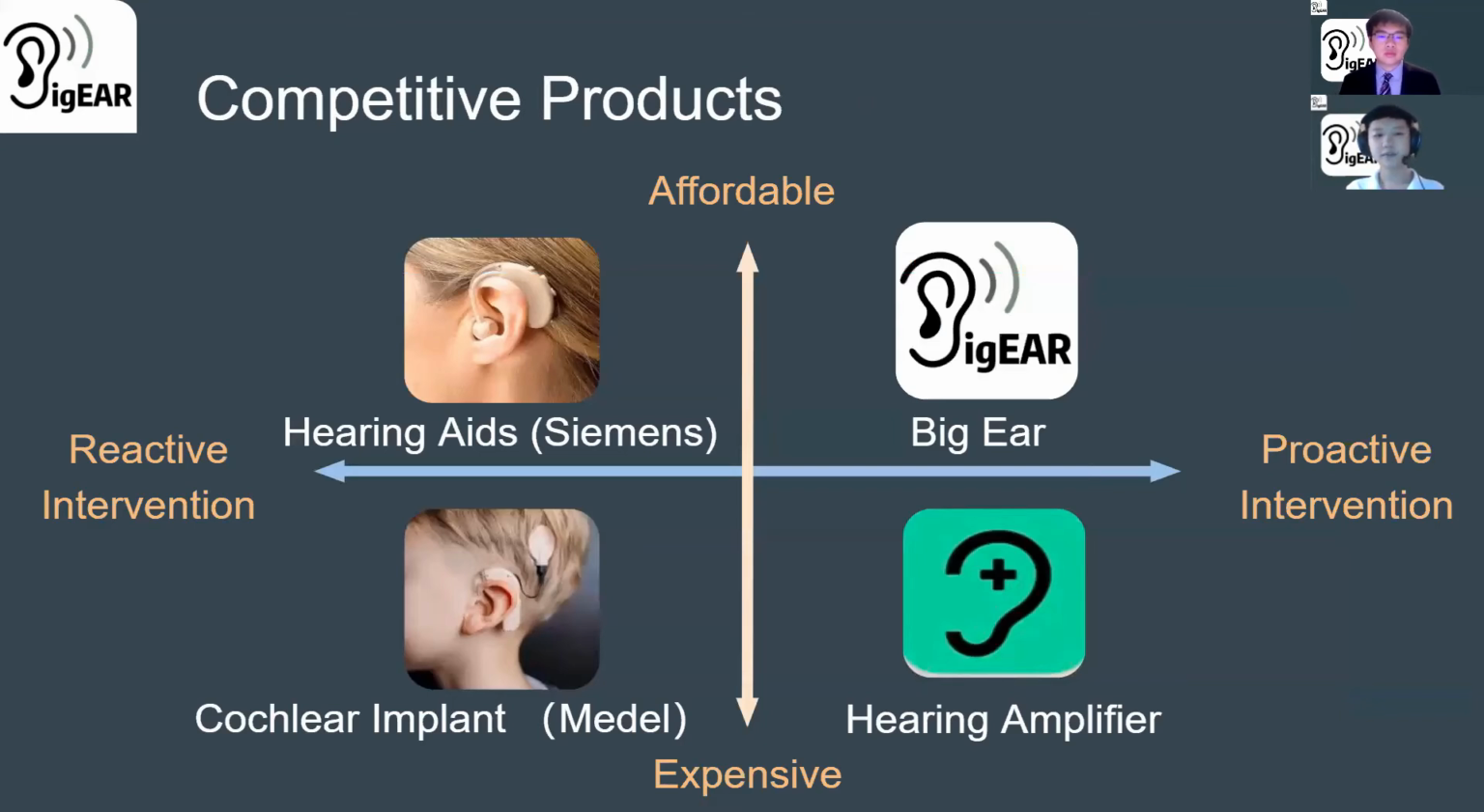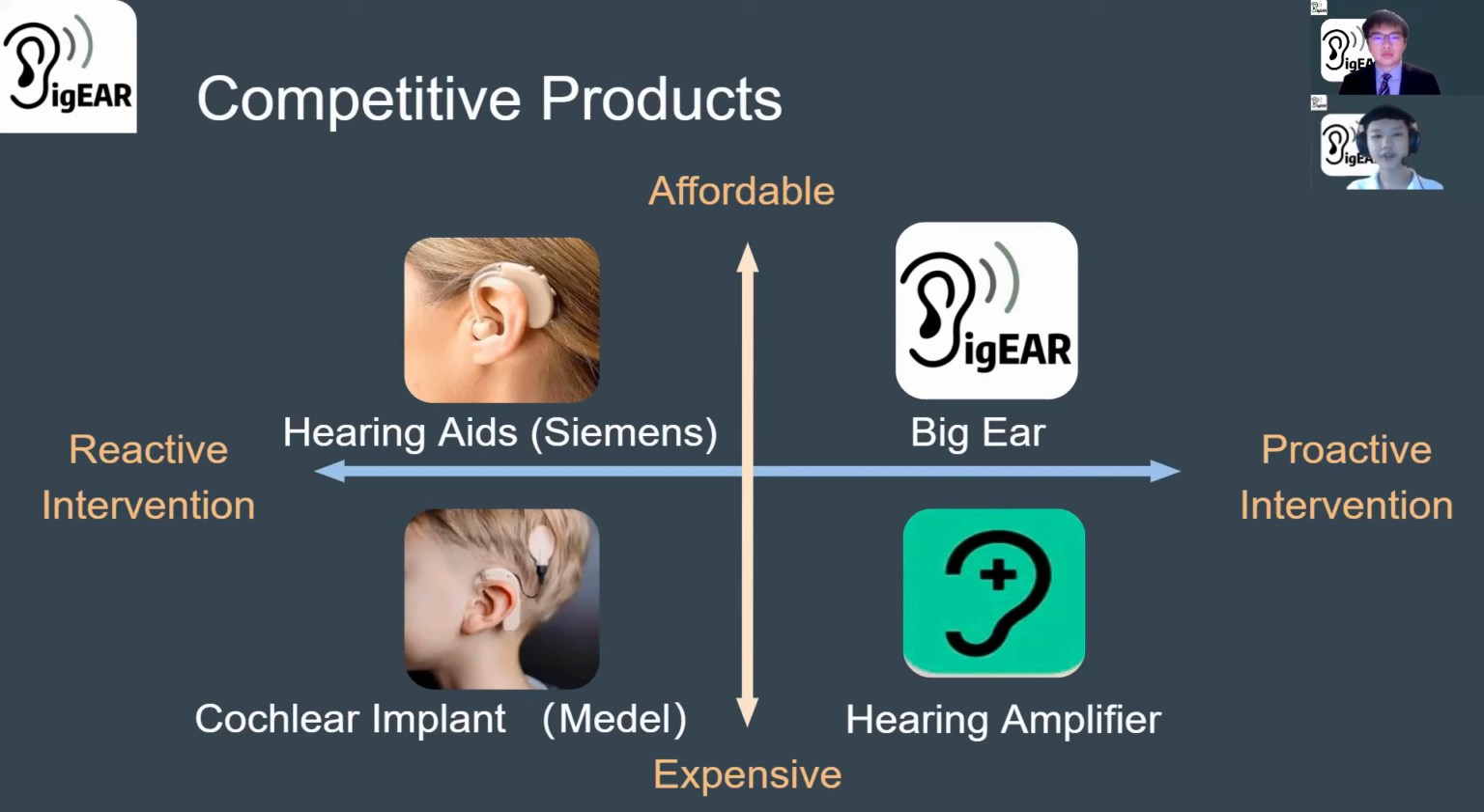Here is a graph of some of our competitors' products and services and our services. So first, for hearing aids. Not everyone with hearing loss can afford hearing aids. And there are even more expensive products like cochlear implants that may cost $15,000 to $40,000. The more affordable hearing aids are usually less effective.